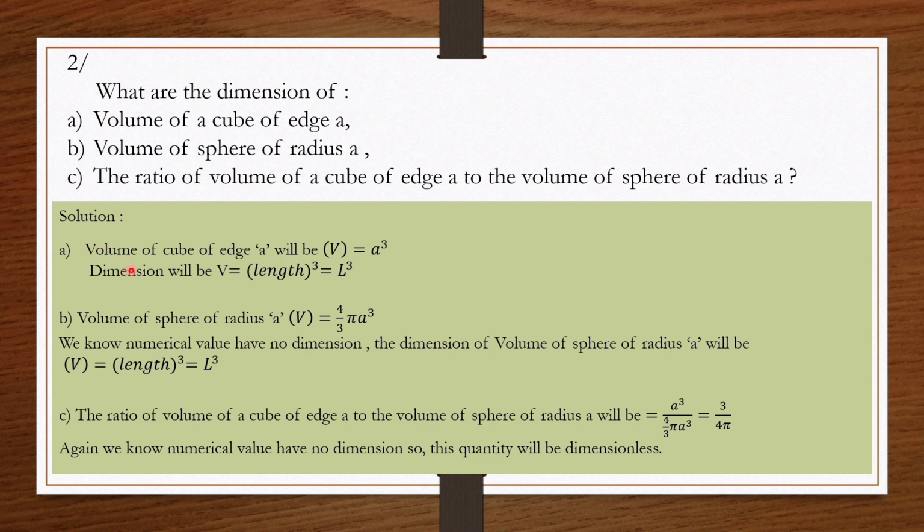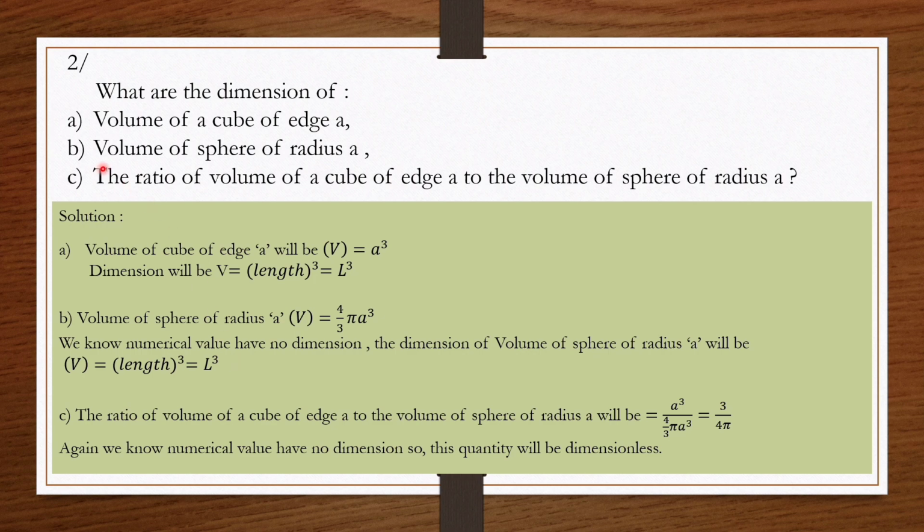We know that the volume of a cube of side A is V equal to A cube. So here the dimension will be length cube, and we can write it as L to the power 3. Then the volume of a sphere of radius A is 4 by 3 pi A cube. Again we know that numerical values have no dimension. So the dimension of the volume of a sphere of radius A will also be L to the power 3.